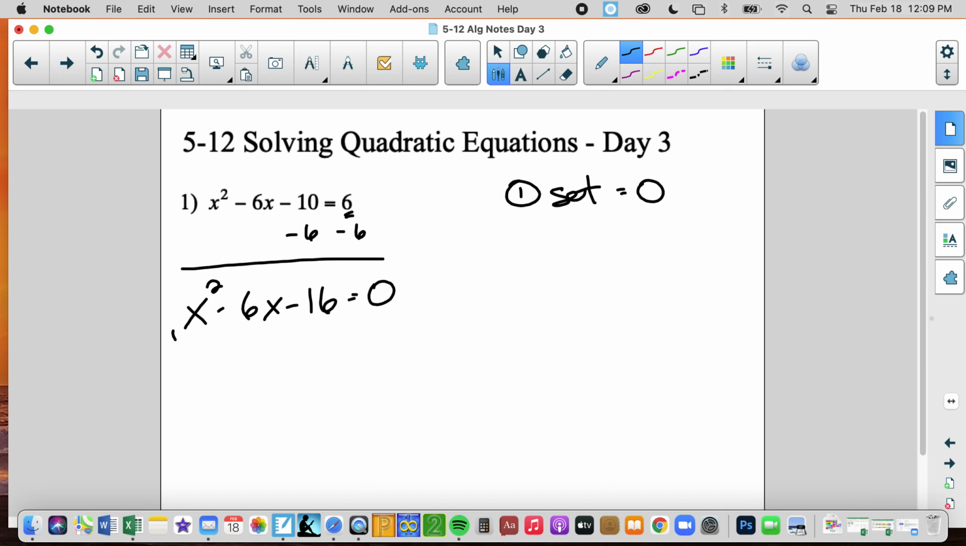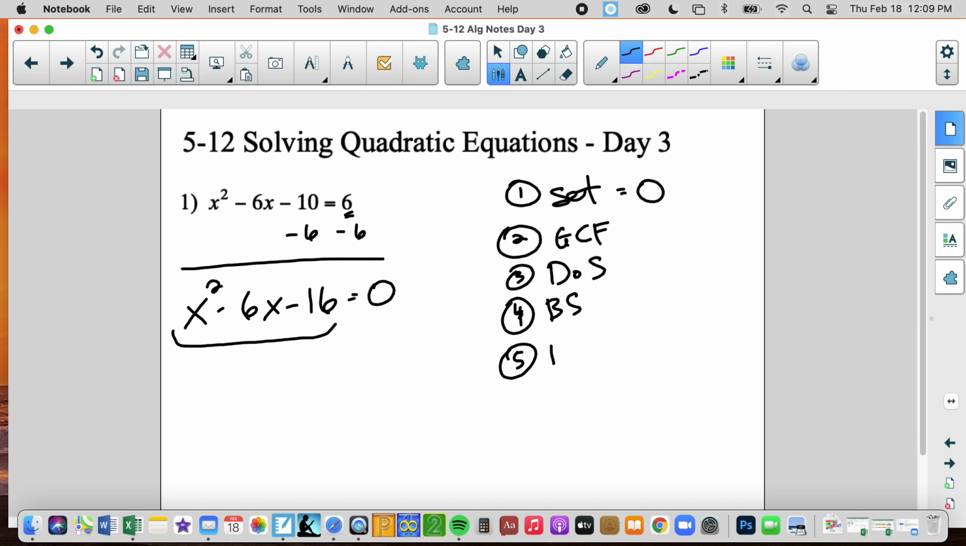And now we're going to look and see, can we factor that? So we're going to go through that same list again that we used before. Does it have a greatest common factor? No. No number and no variable is shared amongst the three of those. The next one, is it difference of squares? No, it doesn't have two terms. Number 4 is binomial square. This is not a binomial square because my second sign is negative, and it must be positive.